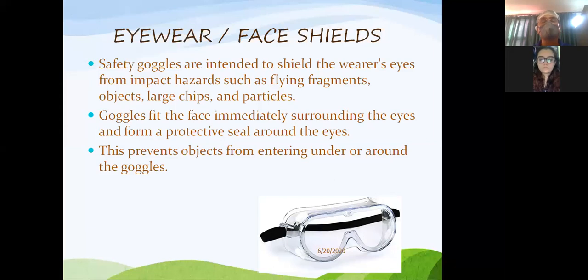The second part is eyewear. These are goggles, like swimming goggles, so that no air goes inside the eyes, because the eye is also a potential route of contamination and you can get infected through the eye also.